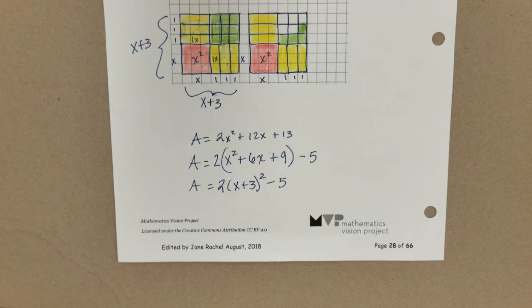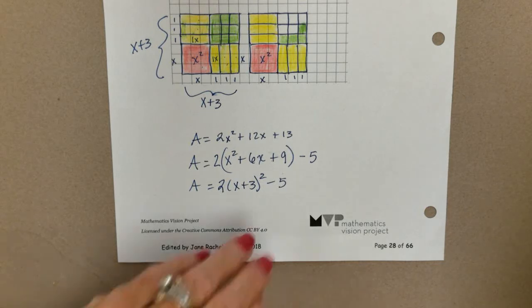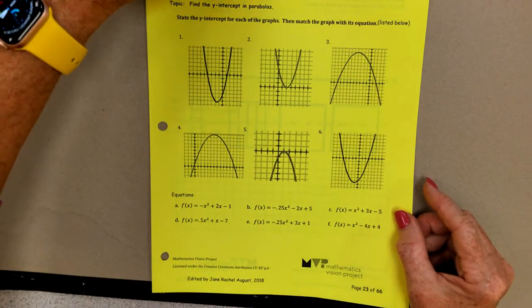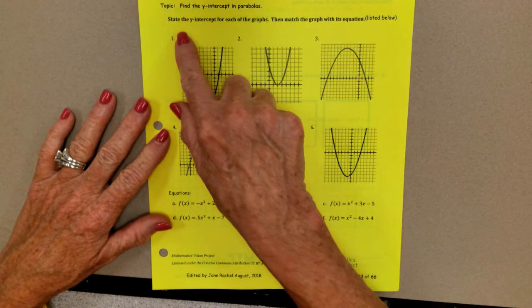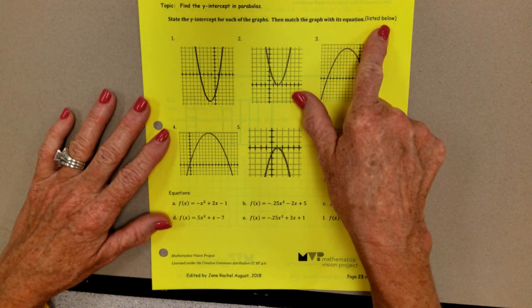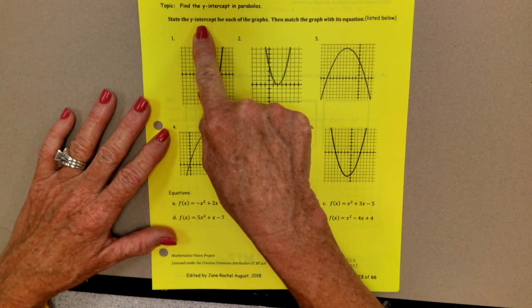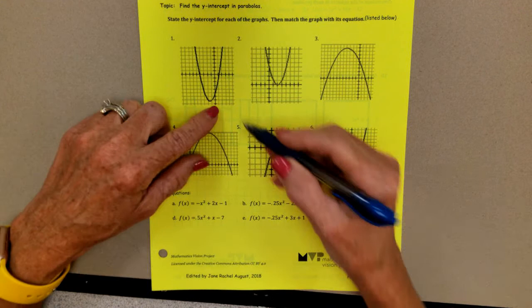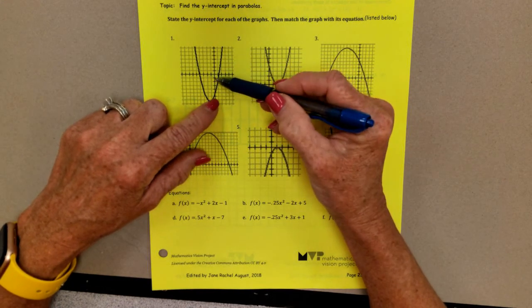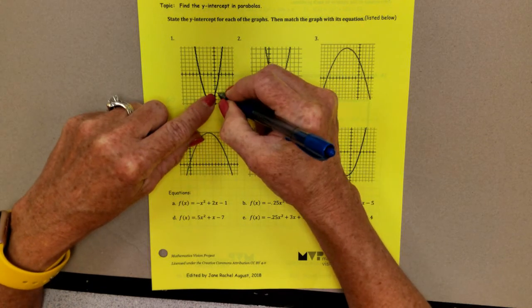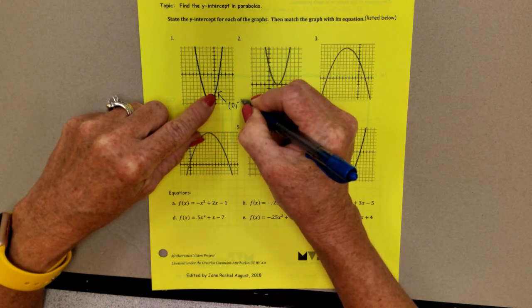I'm just pulling out your homework. I just want to talk to you a little bit about the homework that is due on Wednesday. This is your 2-4 homework. State the y-intercept for each of the graphs, then match the graph with the equation. Remember, the y-intercept is where we cross the y-axis. This first one crosses the y-axis at negative 5. That point right there was 0, negative 5.